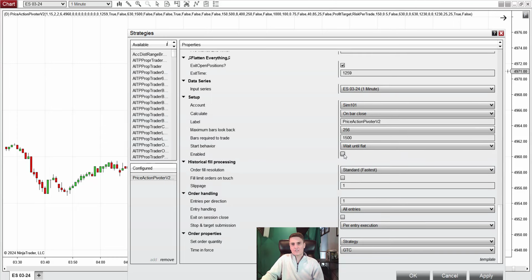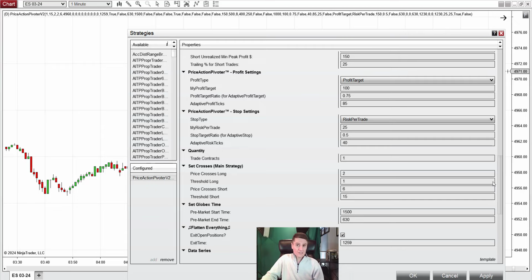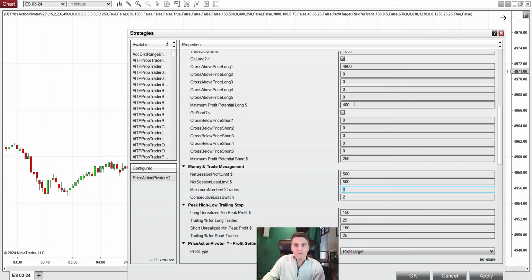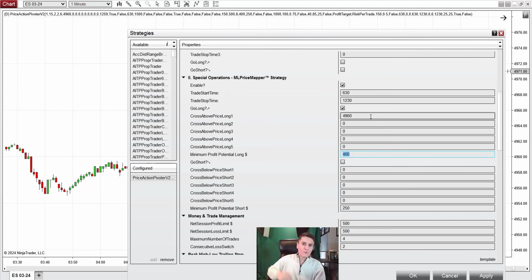So let's go ahead and enable this, okay? I'm going to run this so that you guys can see what would have happened today. But remember what I did here, guys. So I have $400 of minimum profit potential. So before it even considers entering a trade, even if the price crosses at 49.60, even if it was 2 consecutive bars, if it didn't have at a minimum 400 or more, it's not going to take the trade. It's got to have at least $400 worth of potential profit from the time of entry, the close price, until the next level, okay?